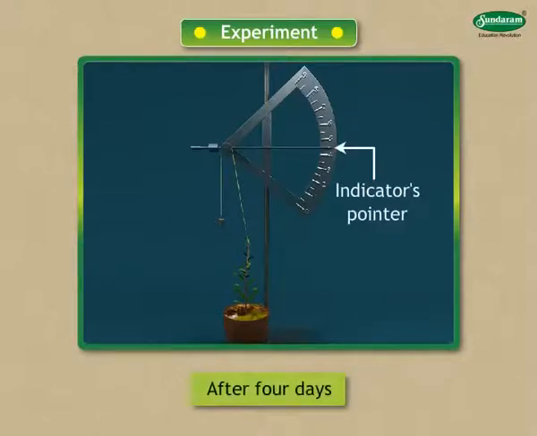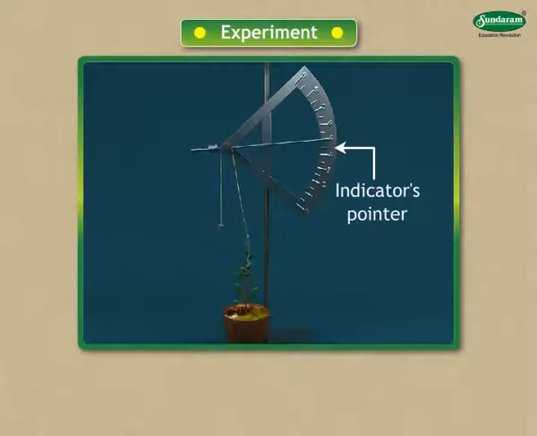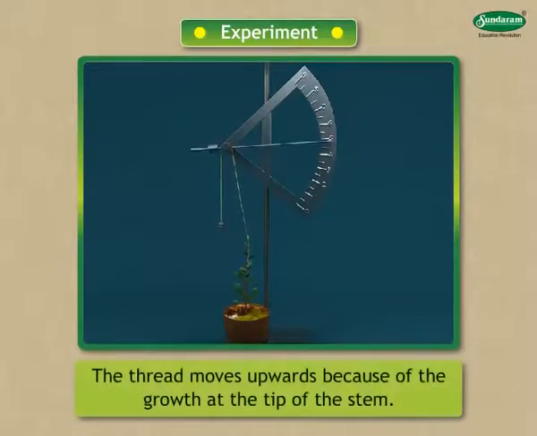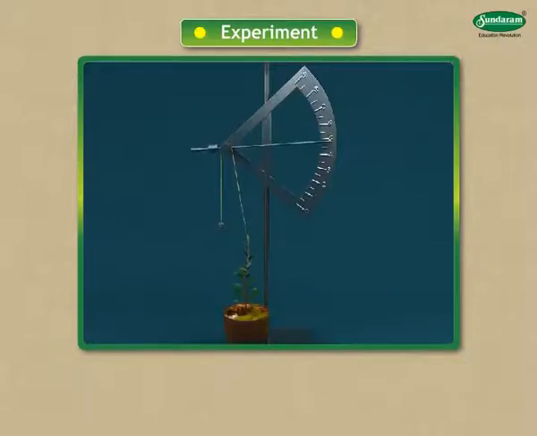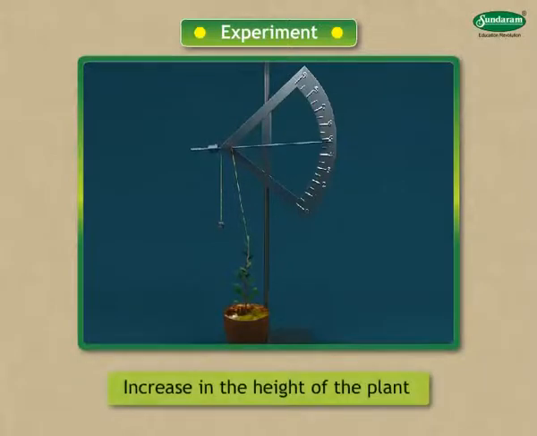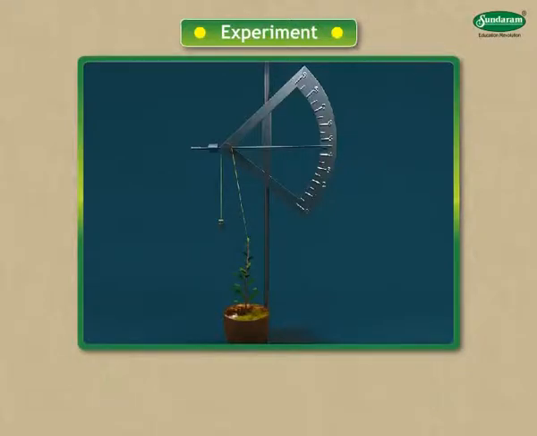After 4 days, note the position of the pointer again. The pointer has moved further along the scale from the first position. The thread moves upwards because of the growth at the tip of the stem. Hence, the pulley turns, making the pointer attached to it move along the scale. It means that the increase in the height of the plant is registered on the scale of the arc indicator. Thus, the growth in the plant is seen.